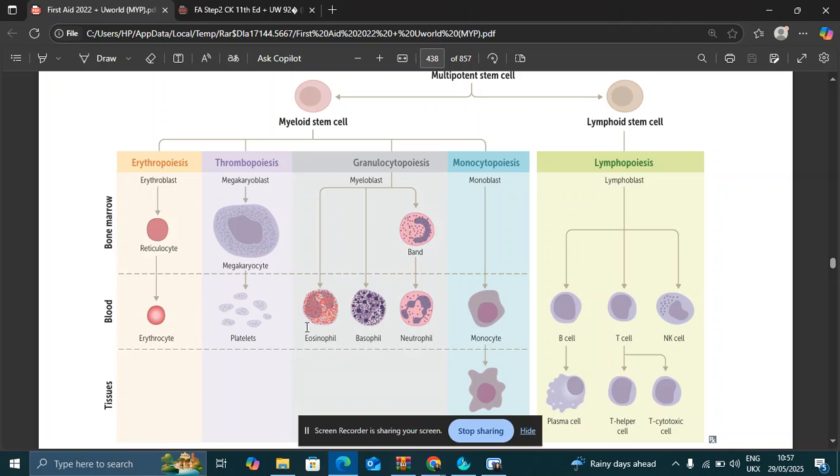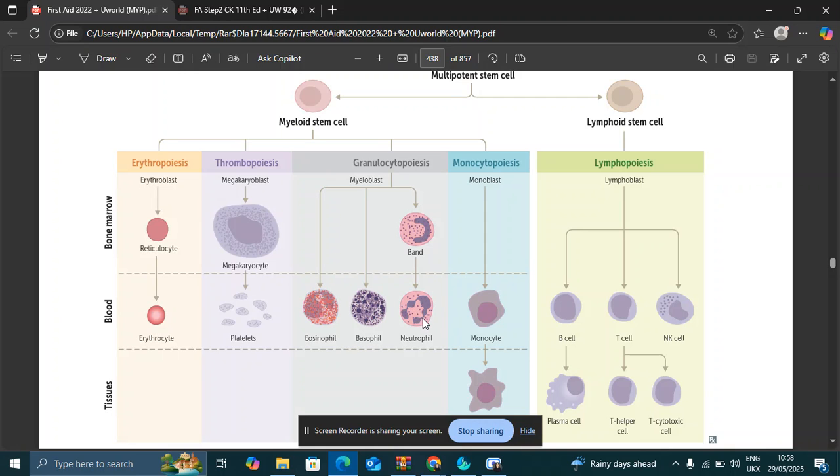Eosinophils are red in color and they have a headphone-like nucleus. Basophils are purple in color with some types of granules in them. And neutrophils, you can see, are multi-lobed. They are not like headphones, okay? One, two, three, four, different lobes.